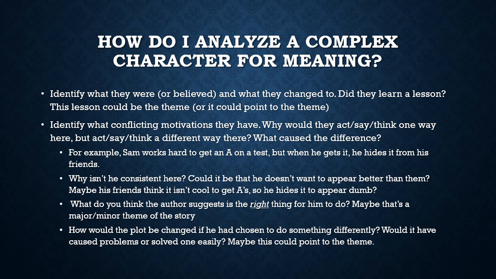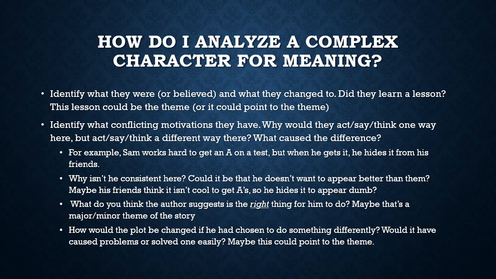So here's an example. Sam works hard to get an A on a test, but when he gets it, he hides it from his friends. Why isn't he considered consistent here? Could it be that he doesn't want to appear better than them? Maybe his friends think it isn't cool to get A's, so he hides it to appear dumb. What do you think the author suggests is the right thing for him to do? Maybe that's a major or minor theme of the story, just identifying that right thing.